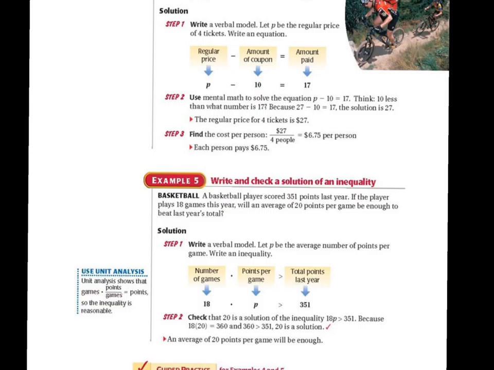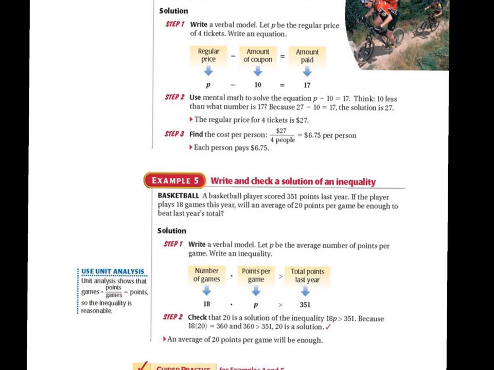Okay, and then we have example 5 here, so one more word problem. It says a basketball player scored 351 points last year. If the player plays 18 games this year, will an average of 20 points per game be enough to beat last year's total?